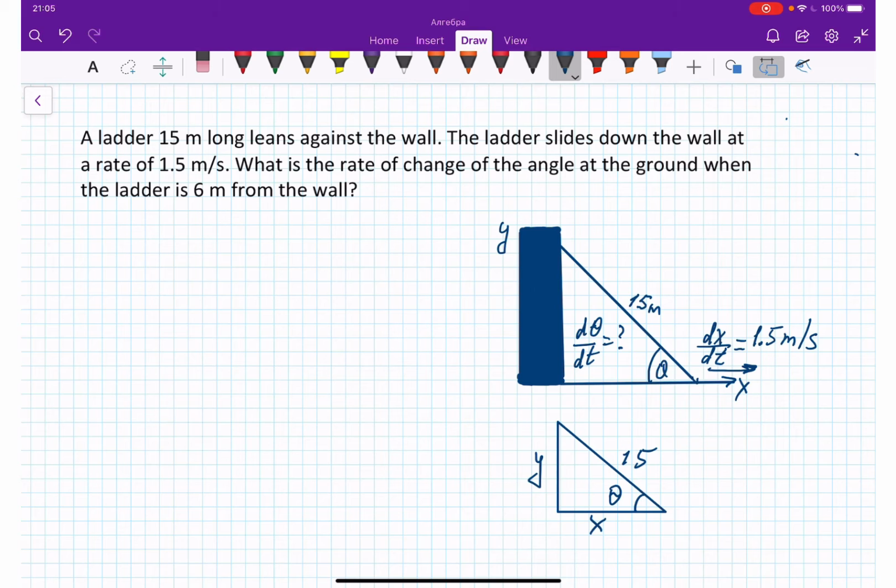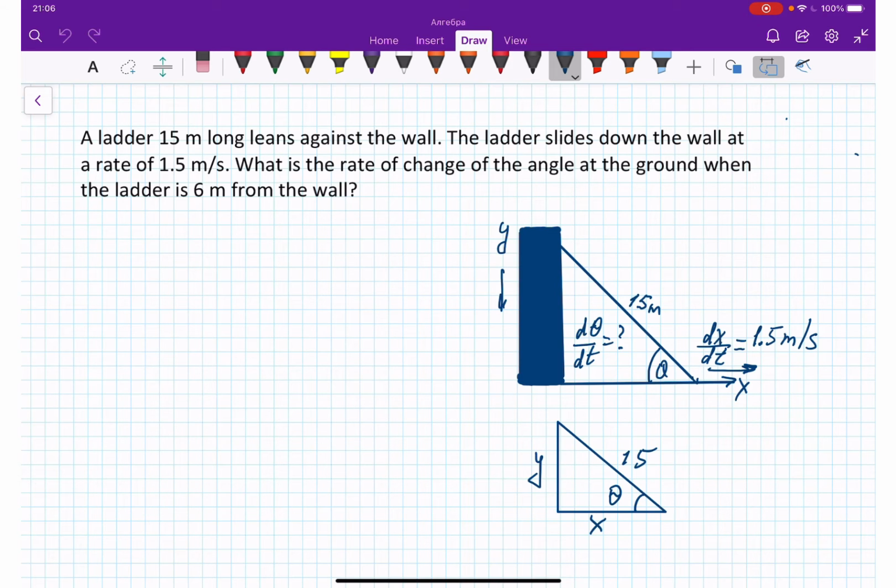A ladder 15 meters long leans against the wall. The ladder slides down the wall at the rate of 1.5 meters per second. What is the rate of change of the angle at the ground when the ladder is 6 meters from the wall?